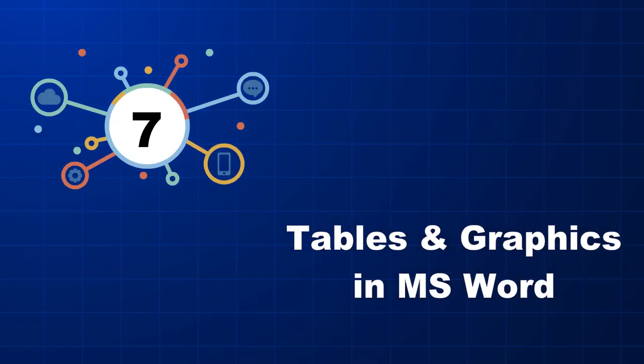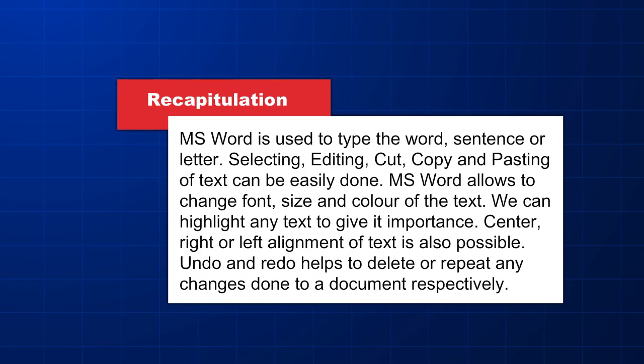Chapter 7 Tables and Graphics in MS Word. Recapitulation. MS Word is used to type the word, sentence or letter. Selecting, editing, cut, copy and pasting of text can be easily done. MS Word allows to change font, size and color of the text.